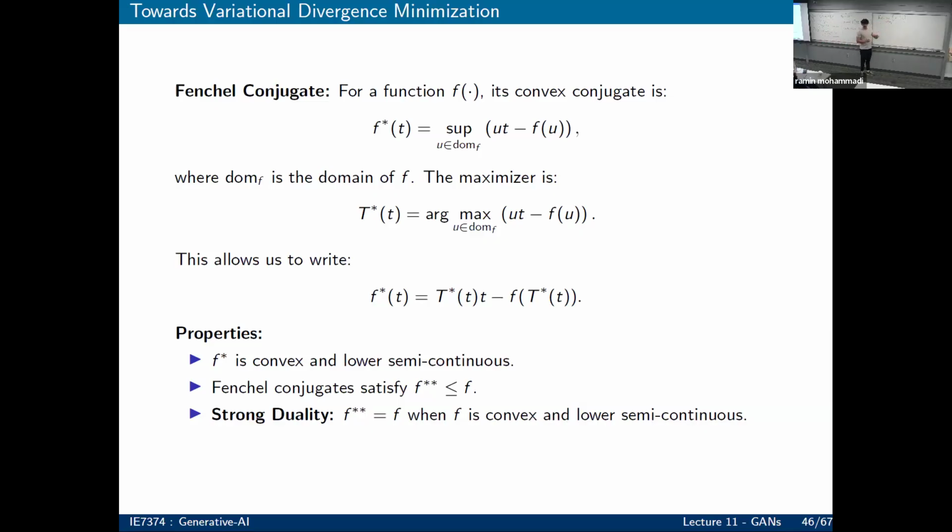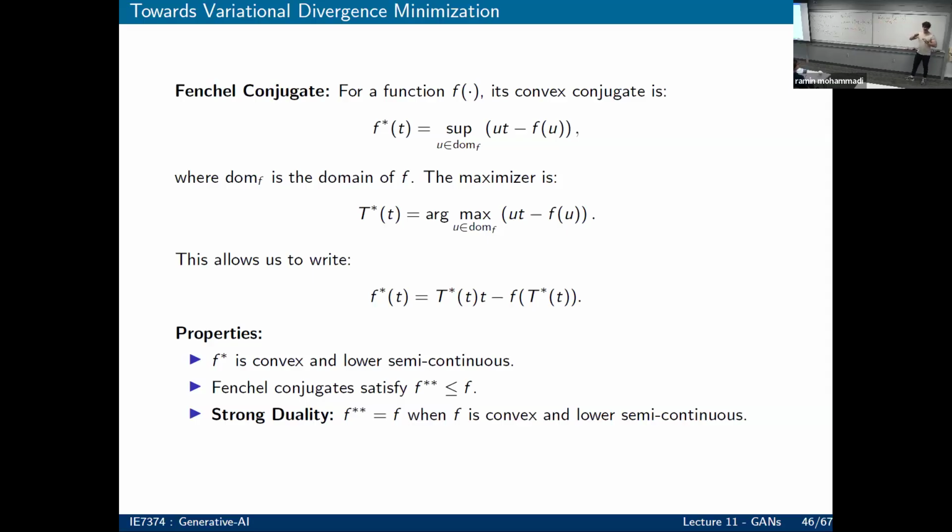Supremum means the maximum possible. So when we say the supremum over t that comes from this domain, that means across all possible t from this domain, the one that gives you the maximum value. So this is the definition of supremum. What we are saying is that the convex conjugate of that f function equals the maximum of this for all possible t. And you have this ut, which is a linear combination.